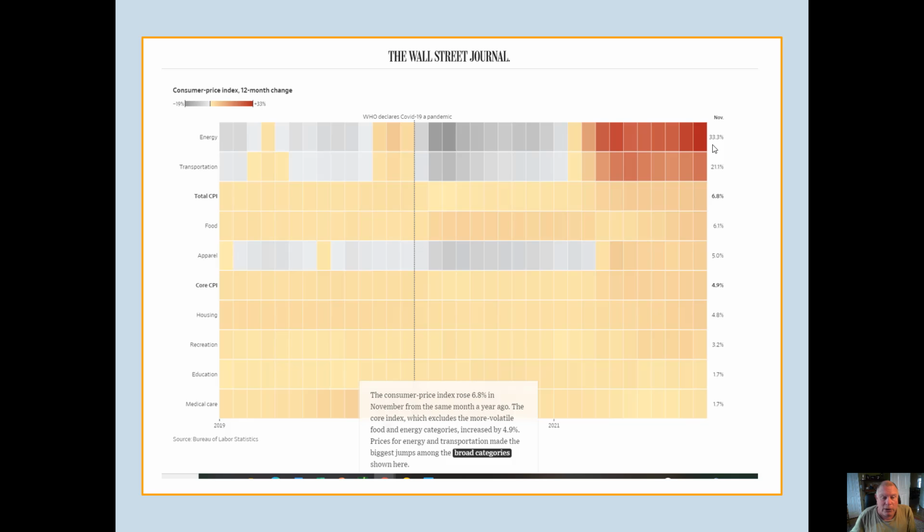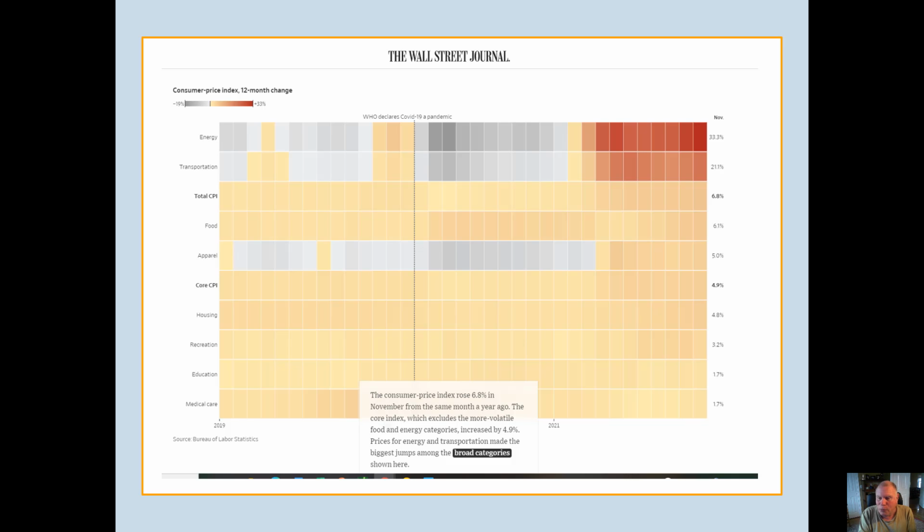Transportation is up. Total CPI at 6.8. Food is 6.1. Remember what we said about the low-wage worker? They spend more on food, so they're going to be more negatively impacted than the high income. Apparel is up. Housing is up. Some of these other things are actually not too much. So we really say these are the volatile categories, so we're up 6.8 in total, and the less volatile ones are 4.9.